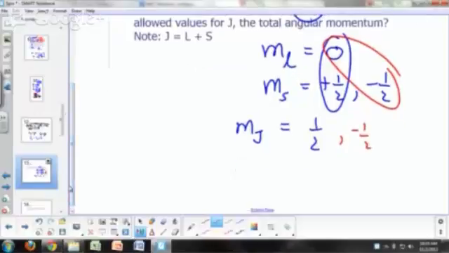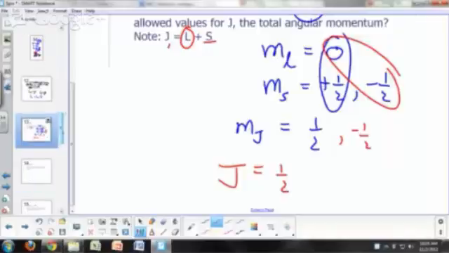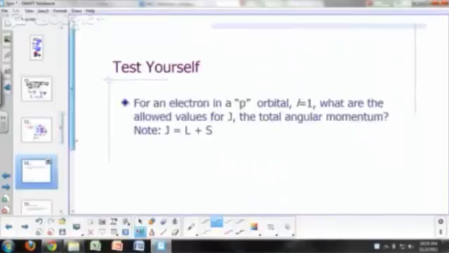In other words, what we're saying is there is no orbital angular momentum. Whatever S is, that's your J. So your J here is equal to 1/2. m sub J is 1/2 and negative 1/2. So that's for an S electron in an S orbital. That's an easy one. Let's try for an electron in a P orbital.